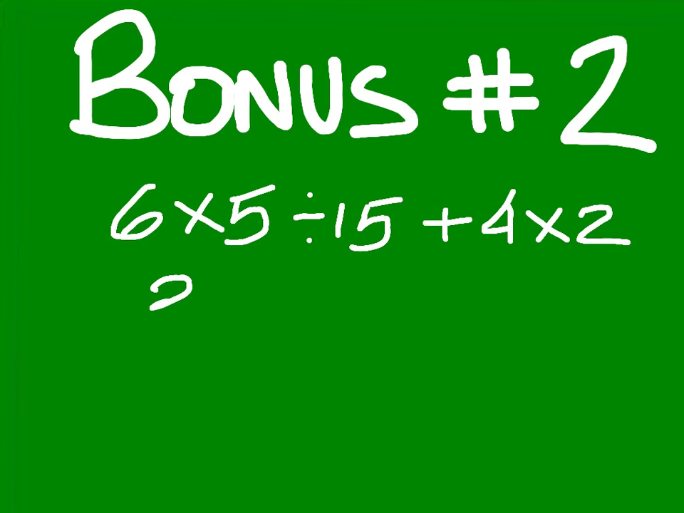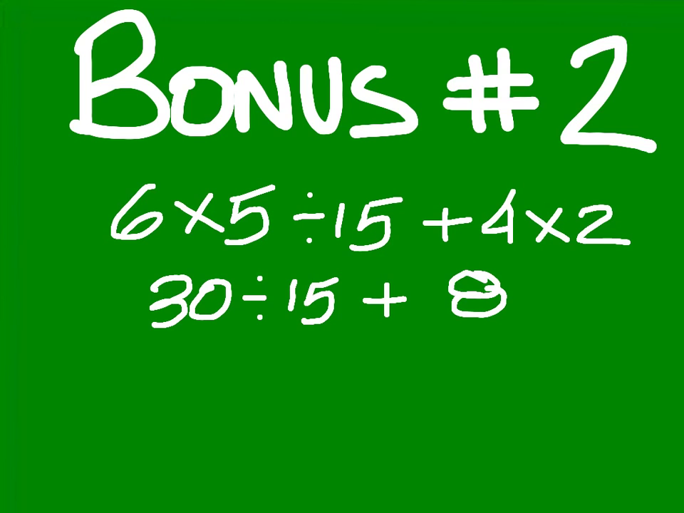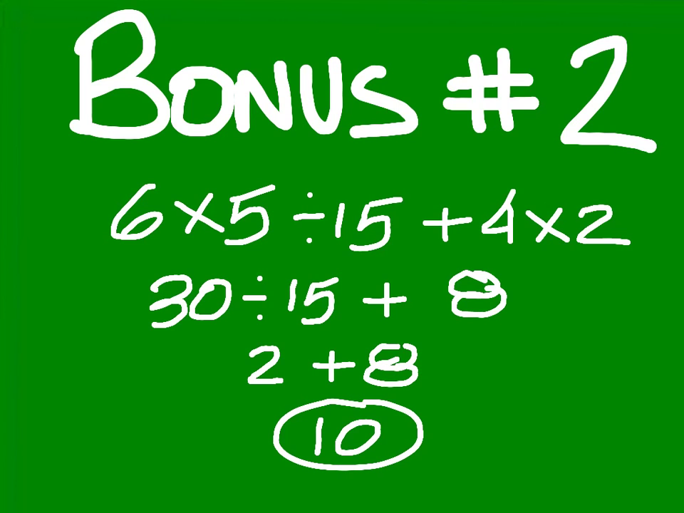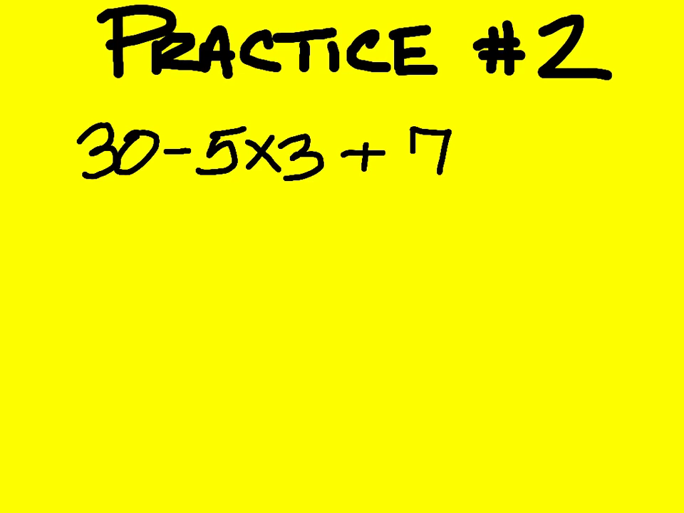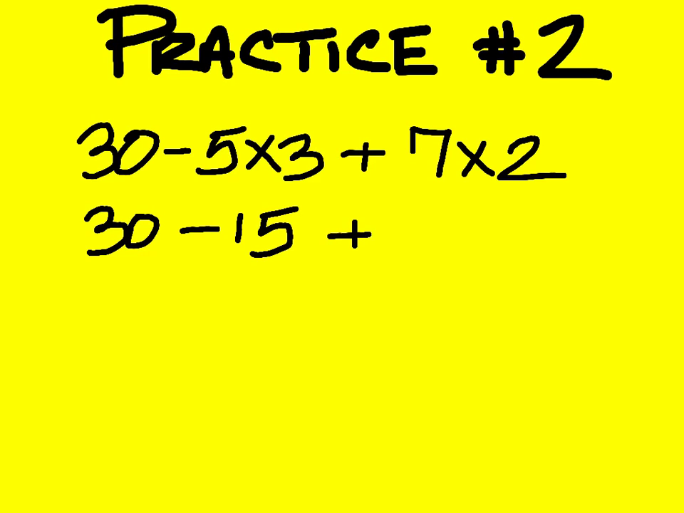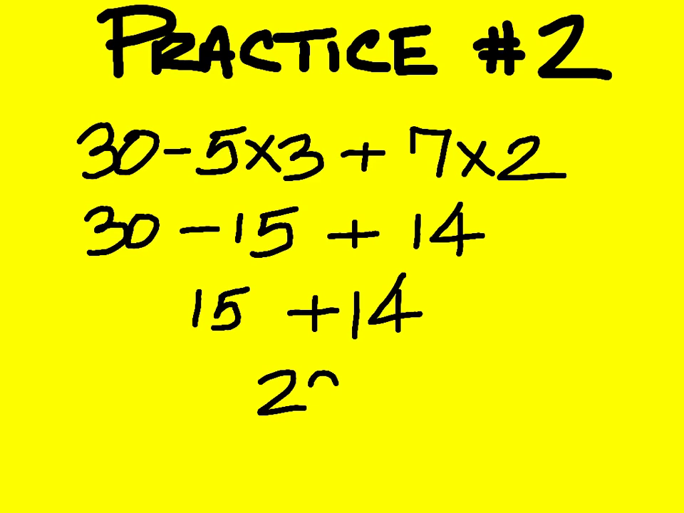On the second bonus problem, it should be 30 divided by 15 and then plus 8. 30 divided by 15 is 2, plus 8 should be 10. Practice problem number 2 is 30 minus 5 times 3 plus 7 times 2. The solution on the practice problem should be 30 minus 15 plus 14. That is 15 plus 14, which is an answer of 29.